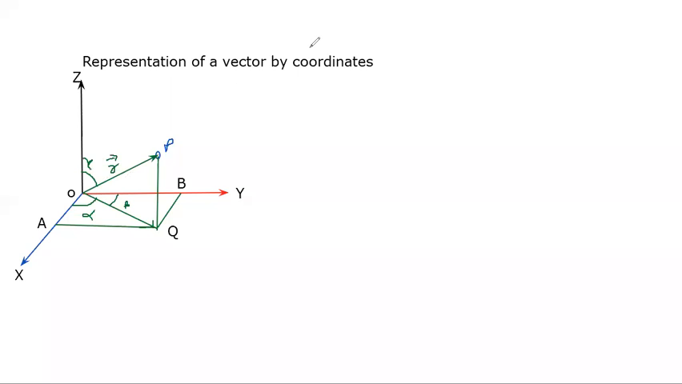So, what is OQ vector? OQ vector is OA vector plus OB vector. Do you agree or not?